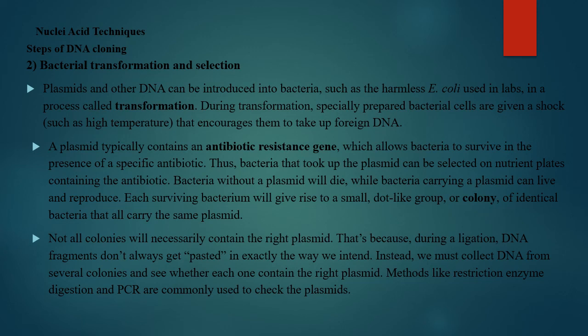Methods like restriction enzyme digestion and PCR can be used to check whether these plasmids are right. So you heat shock them in bacterial transformation. When the DNA enters, you use antibiotic selection, natural selection and this artificial selection, to choose those which survive, and those colonies are checked using a restriction enzyme digest or PCR to see whether they are the ones you need. So this is the second step.